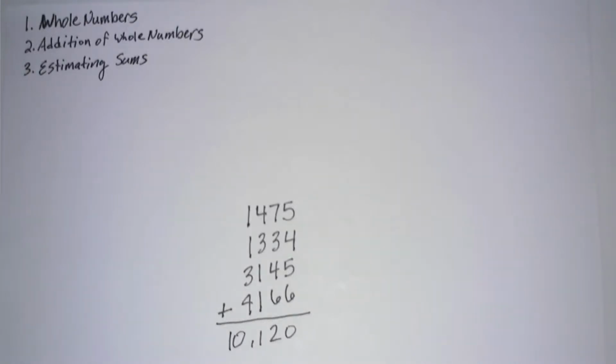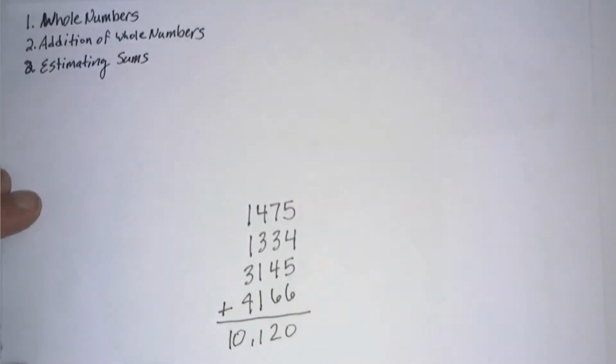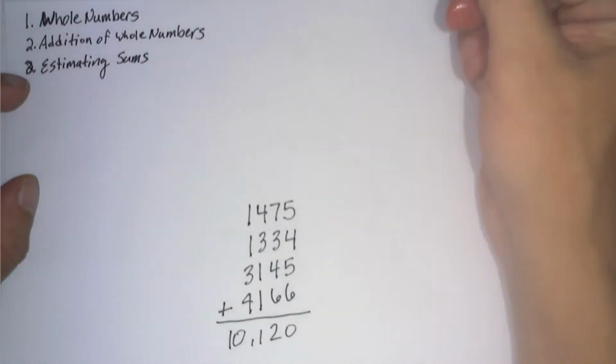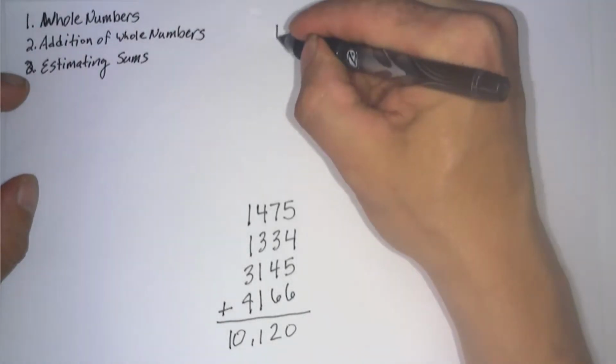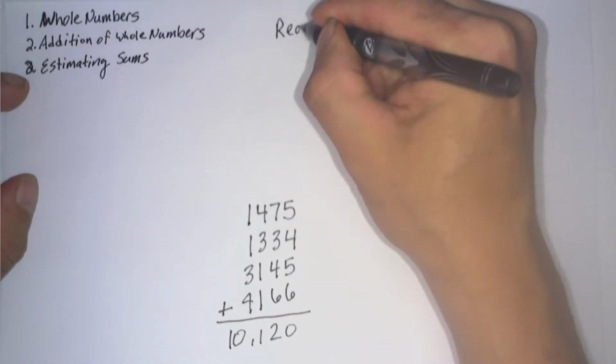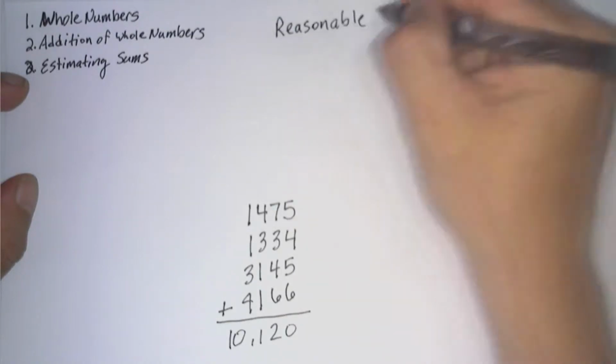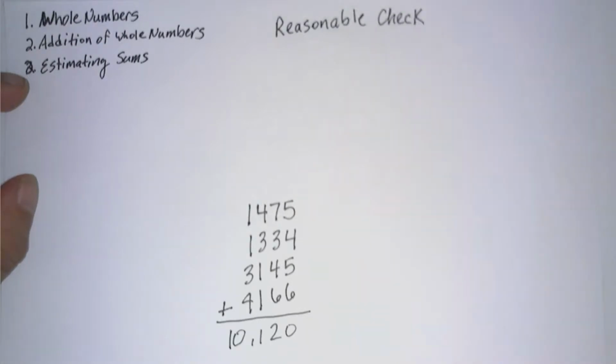In this video, we're going to cover the second section, not the third section, the second section of addition in whole numbers, which is estimating sums. And when we estimate sums, the reason why we do this is to get a reasonable check using an estimate. So in other words, it's a way to go back and check that your answer makes sense without using a calculator or having a perfect answer check to your problem.